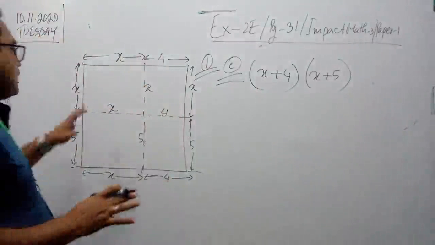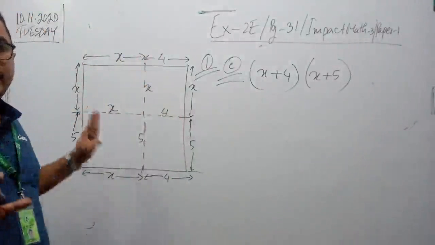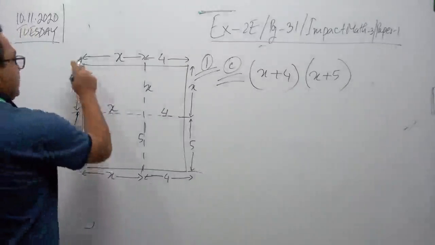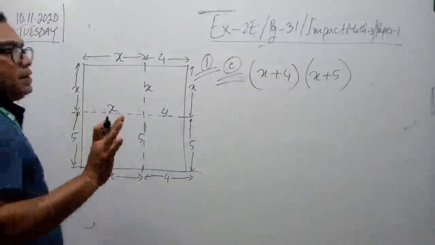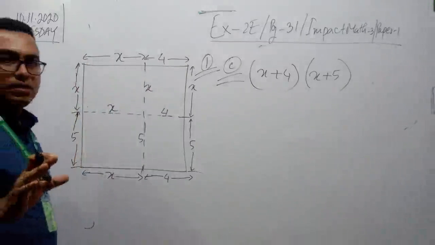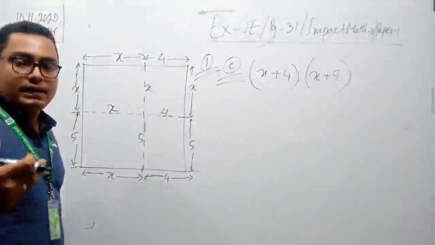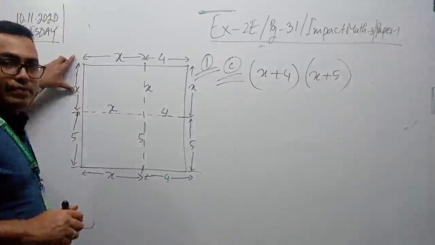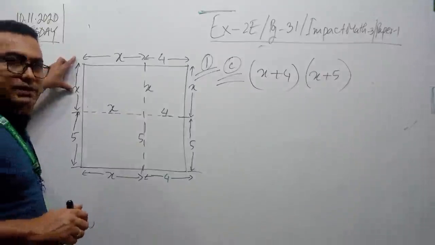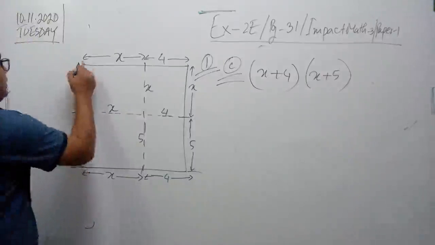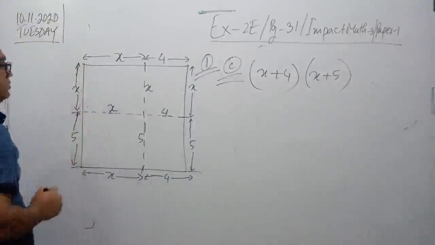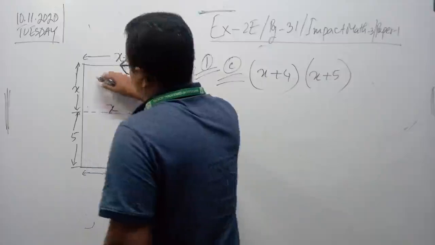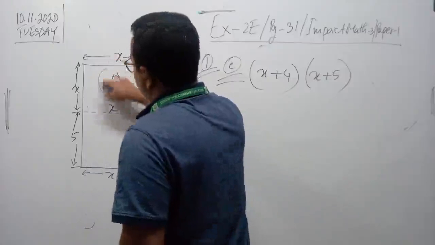Now look, inside the whole rectangle, we got now 4 rectangles. One is here, all sides are x. When you are finding the area of a rectangle, you need only 2 sides, adjacent 2 sides. Now its area, look, x into x. Its area will be here x into x.